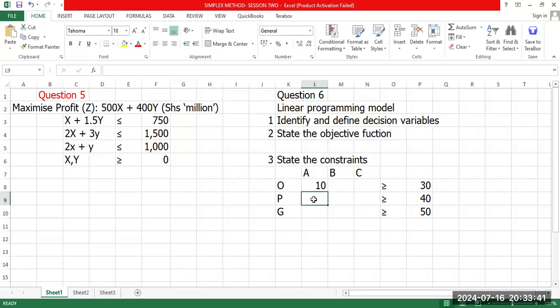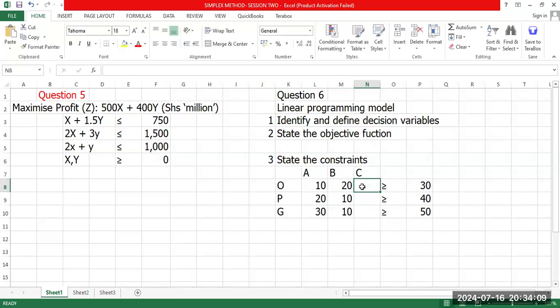P is how many? It's 20. Then G is 30. For B, it is 20. Then 10 for P. Then G is 10.